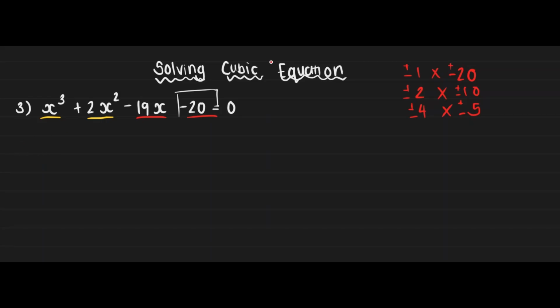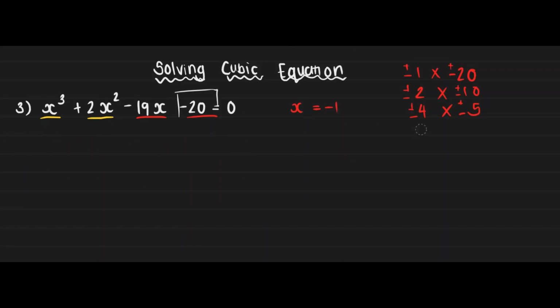So for the first one, I'm going to do it in red. If we open a bracket and we say negative 1 cubed plus 2 negative 1 squared minus 19 negative 1 minus 20, what do we get? We get a 0. If we get a 0, meaning negative 1 is one of the factors. So we can write it here on the side that x is equal to negative 1. So this is what we're going to use using the synthetic division.